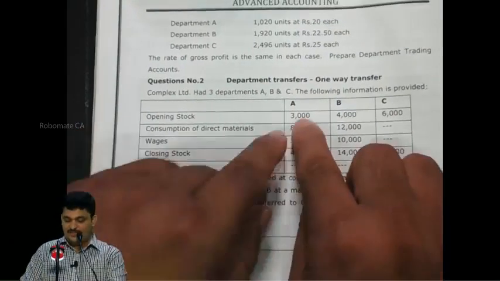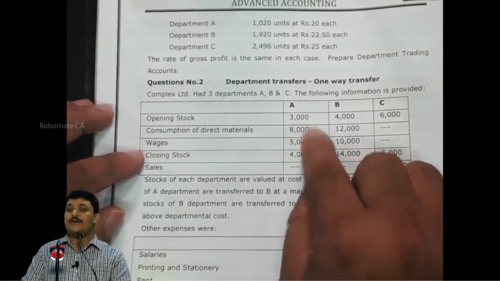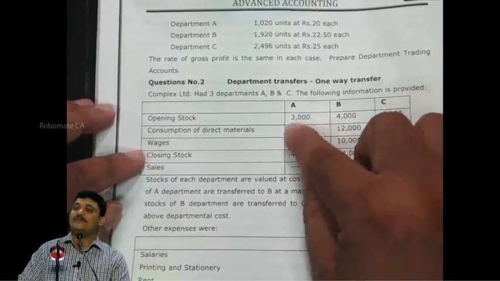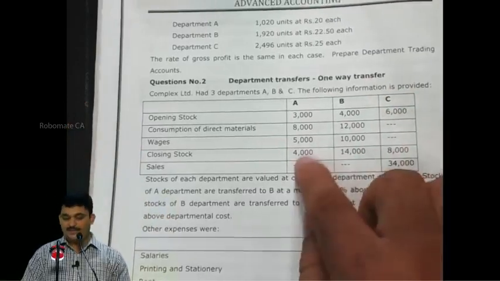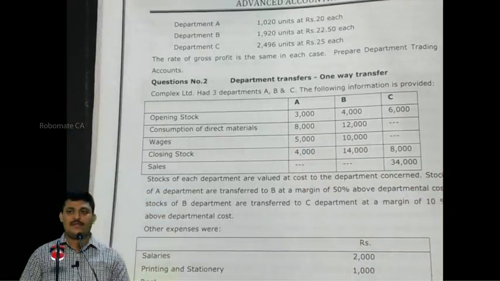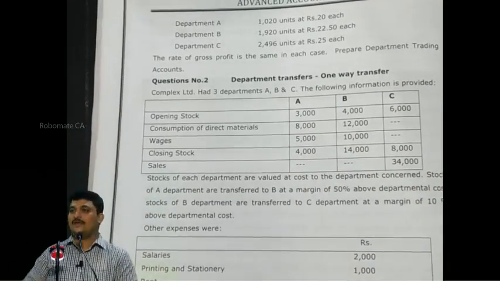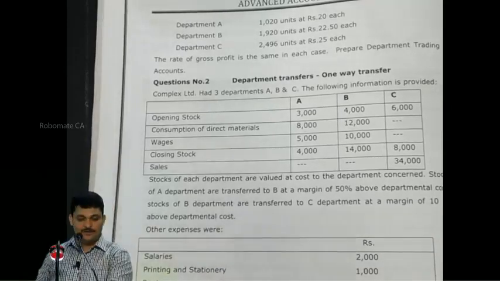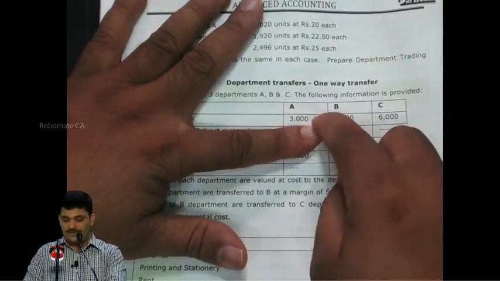Very simple. This is finished goods. Then whatever cost given is the current year production cost. Everybody. So opening stock plus current year production is the total goods available at the department, minus closing stock is the goods sent to the other departments. Are you following? What is A's duty? To send the goods from A to B. Correct? Respond.